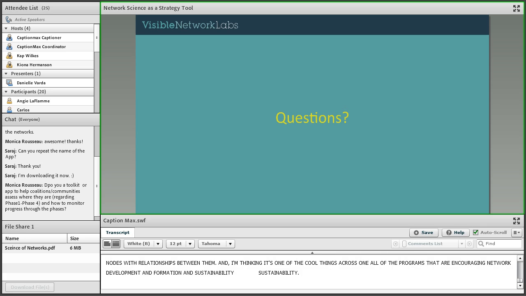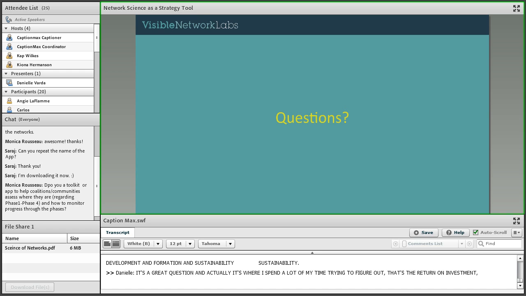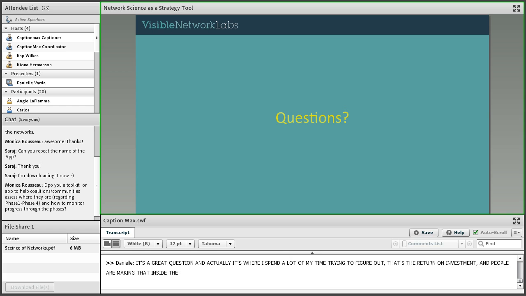And how can a network leader, a project officer, and funders know that collaboration is making a difference? And that evaluation piece is very important. I'm thinking it's one of the cool things across all of the programs at FRHP that are encouraging network development and formation and sustainability. Yeah, it's a great question.